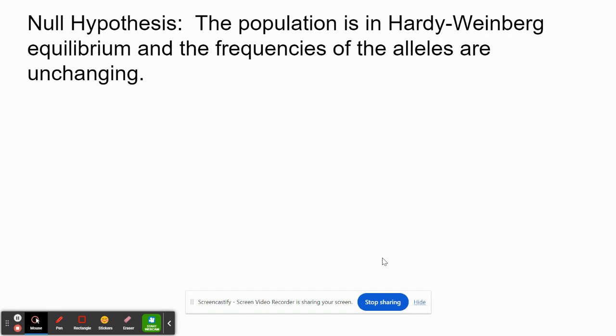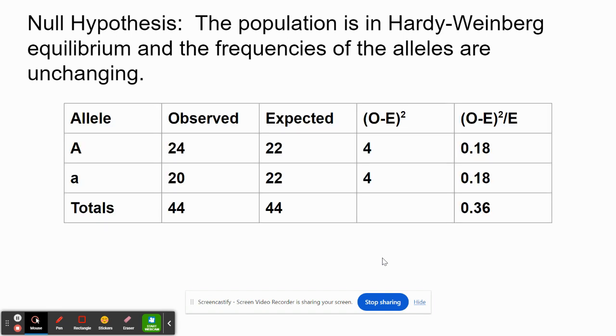Now what we're doing is we're going to test for genetic population Hardy-Weinberg. So Hardy-Weinberg equilibrium tells us that the frequency of the alleles are unchanging over time. So that's our null hypothesis that we're going to test. If that is our null hypothesis, then our expected is going to be the starting allele numbers that we had at the beginning of the simulation.